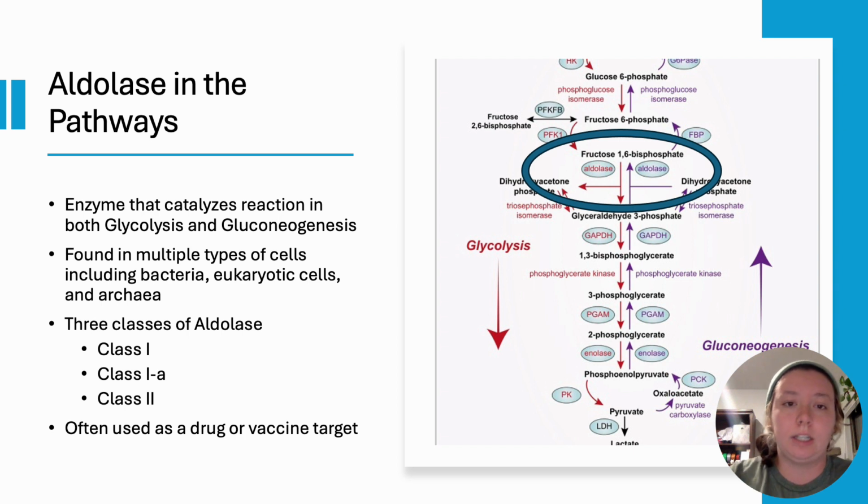So, Aldolase in the pathways. Specifically, Aldolase is an enzyme that catalyzes reactions in both glycolysis and gluconeogenesis. So I have it circled over in the graph to the right. Specifically, Aldolase is found in multiple types of cells, including bacteria, eukaryotic cells, and archaea, different cells and organisms. And there are 3 separate classes of Aldolase: Class 1, Class 1A, and Class 2. Aldolase is often used as a drug or vaccine target.